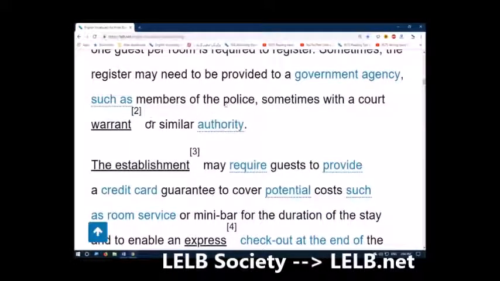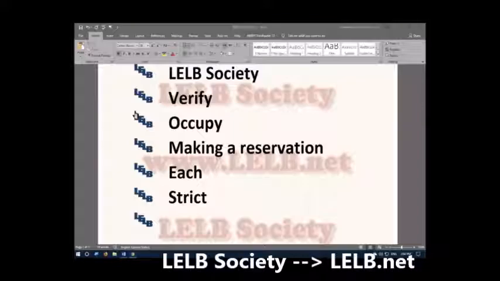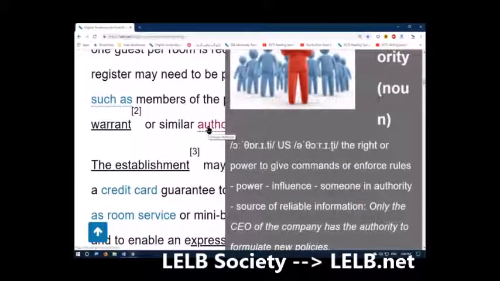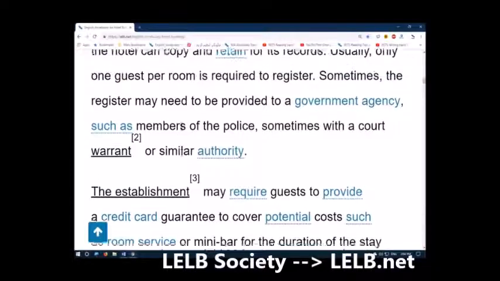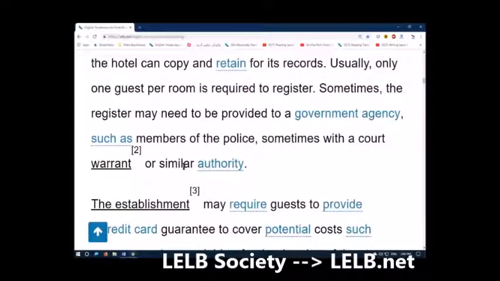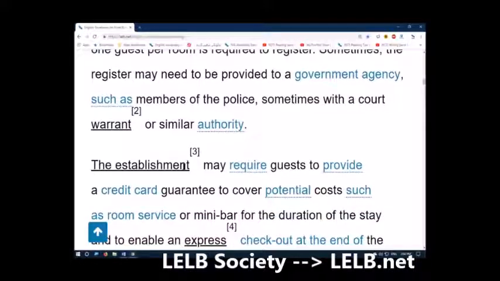Sometimes with a court warrant. Warrant means authorization or permit. Remember, permit could be used as a noun too. Or similar authority. Authority refers to people or organizations that are in power. Okay, as you see here in this photo or flashcard. Alright, so far so good. So let's move on to the next paragraph.